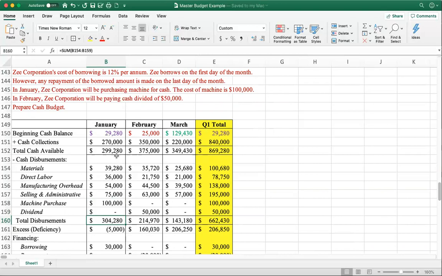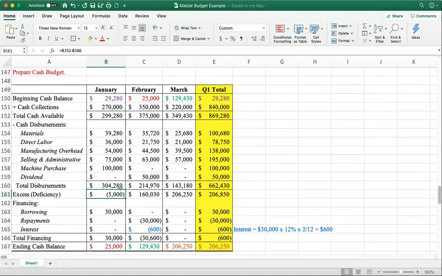When you add all the disbursements together, they are $304,280, which is more than your total cash available, 299,280. So your cash excess or deficiency, in this case, is a deficiency: you are $5,000 cash short. You are projecting that you will be cash short in January by $5,000. Because this is a budget for the future, you are already going to borrow, because your budgeted data says that you will be $5,000 short.